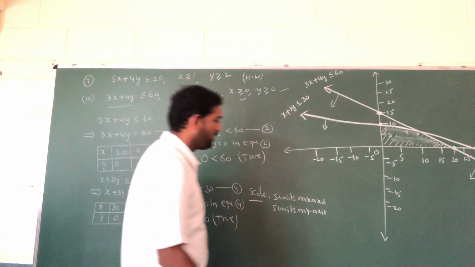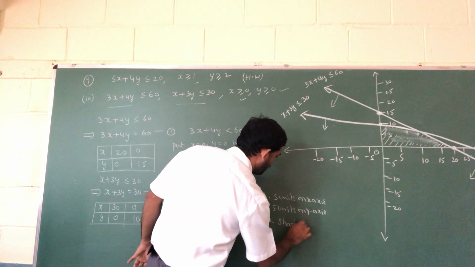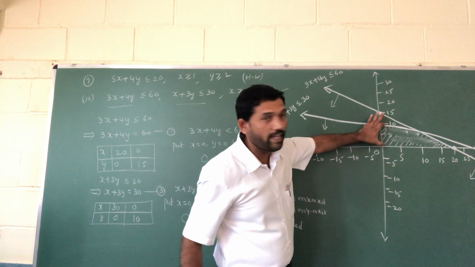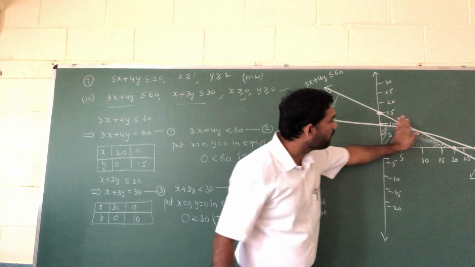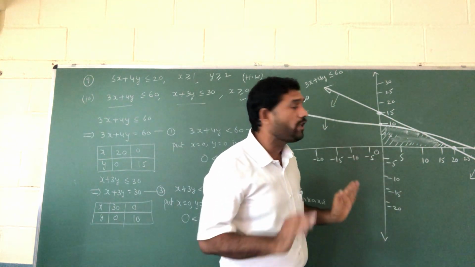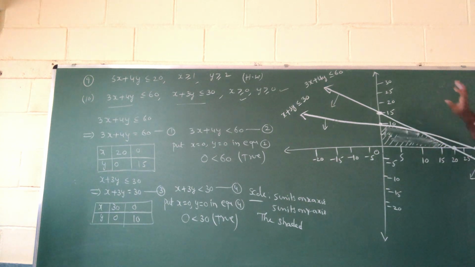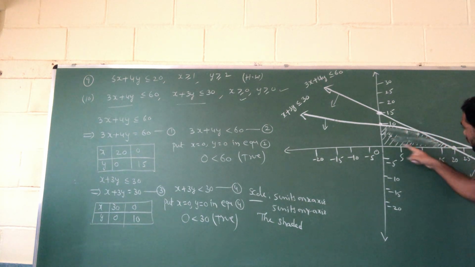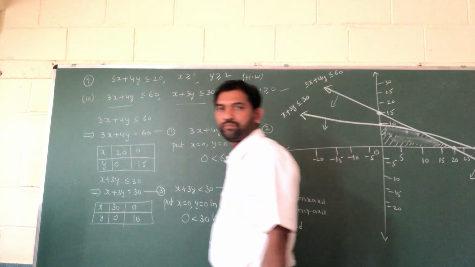So the shaded region is up to this one only. x greater than or equal to 0, y greater than or equal to 0, they said. That's why in the first quadrant only you have to shade. This is your first quadrant. In that first quadrant, the common area only you have to shade it. This is your common area.